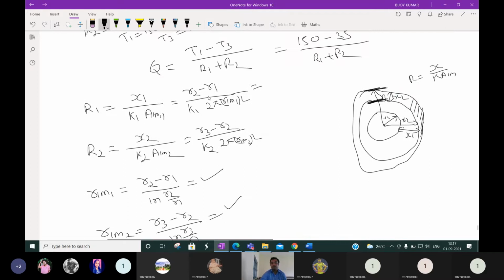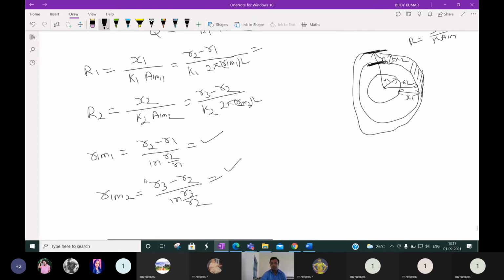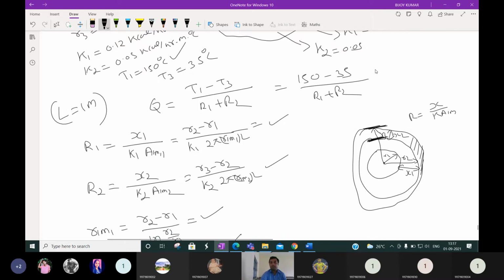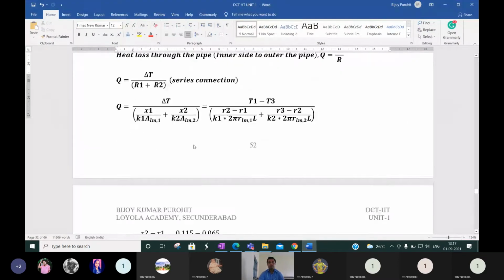You have R2, R1, R3, you have calculated RLM1 and RLM2, and K1 and K2 are given. The length is not given, so let's say length is equal to 1 meter. Then you can calculate R1 and R2, and if you put everything in, you will get the answer, the rate of heat flow. Simple one. So let's go to the second problem.